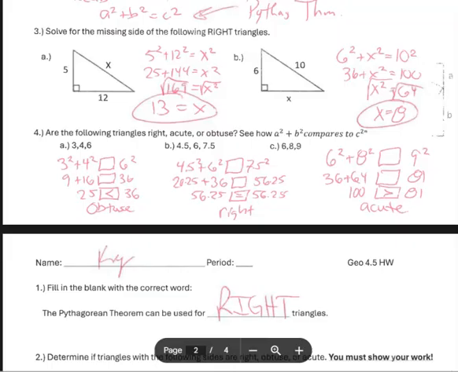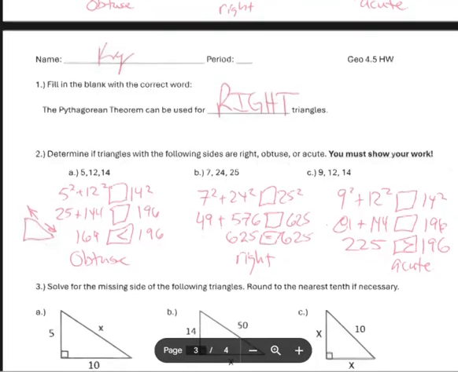The next one, a squared plus b squared does equal c squared, so it's going to be right. And on the next one, the c squared is smaller, which means c got smaller. And the only way c can get smaller is if you got a right triangle and made c get smaller, it would become acute. All right, let's take a look at the homework here.